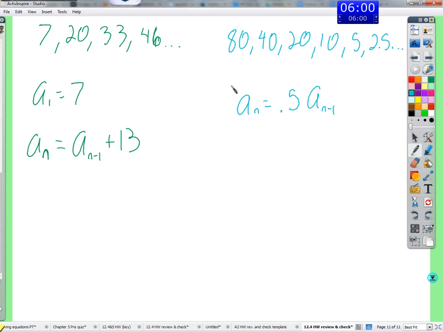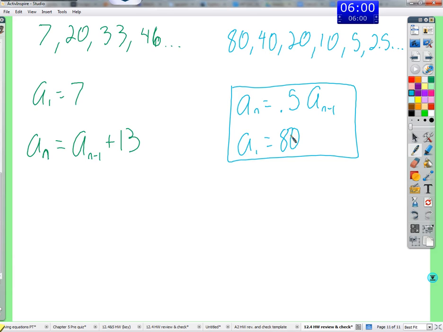Is this my recursive rule? Done? I need a starting point. A sub 1 equals 3, or A sub 1 equals 20, or A sub 5 equals 5, or A sub 2 equals 40. A sub 1 is the best thing to give. It's a natural starting point.